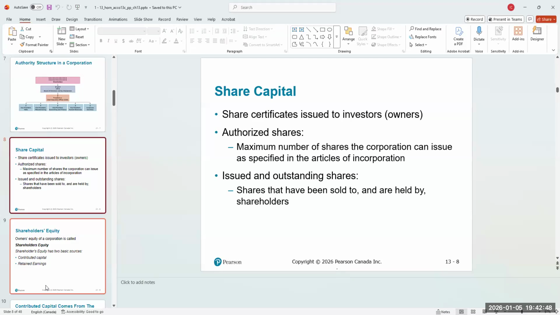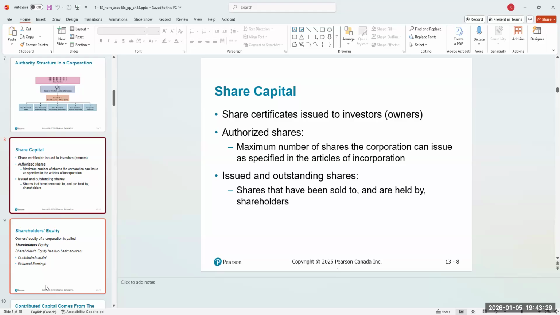So now, if you have one share of Apple, does that make you owner of Apple? In a way, yes. Can you do something on Apple's behalf? No. Therefore, legal entity. We have two types of shares: authorized shares and issued outstanding shares. On the articles of incorporation of the company, it's going to be specified what's the maximum number of shares the corporation can issue within the life of the corporation.